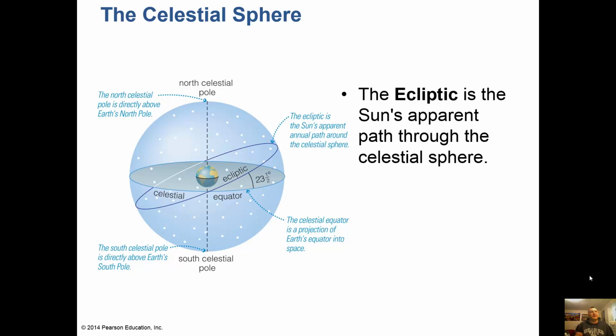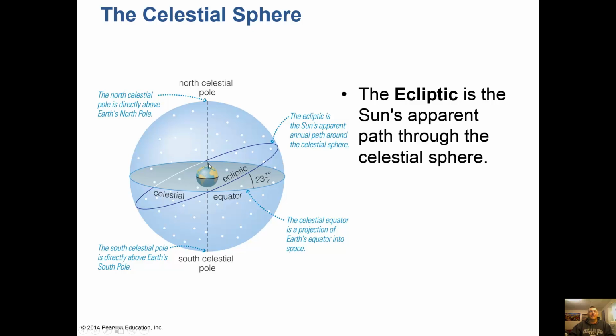Now, we're going to make a definition here. This is called the ecliptic. And so this line you see here on the celestial sphere is called the ecliptic. It is the sun's apparent path through the celestial sphere. And it is tilted 23.5 degrees to the equator of the Earth. That is because the tilt of the Earth is 23.5 degrees.